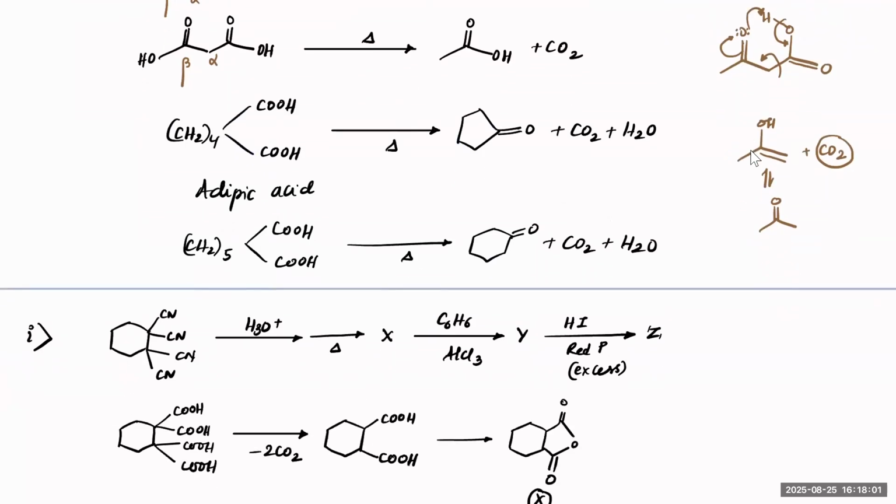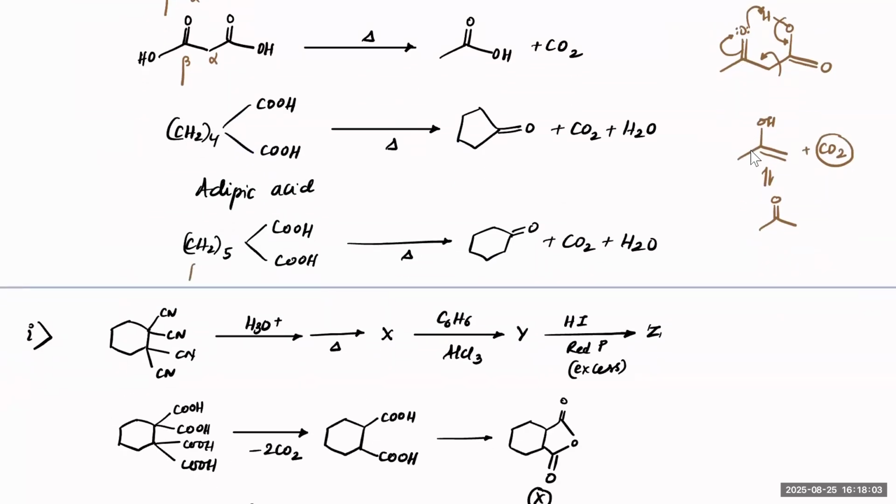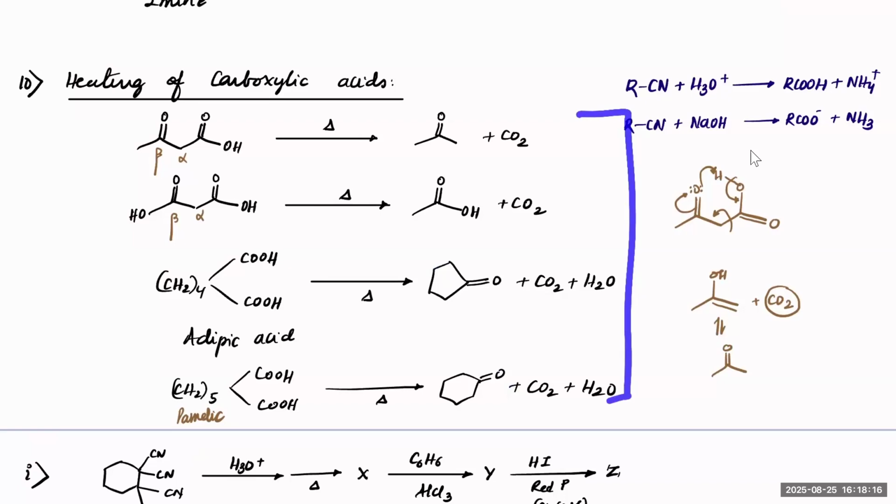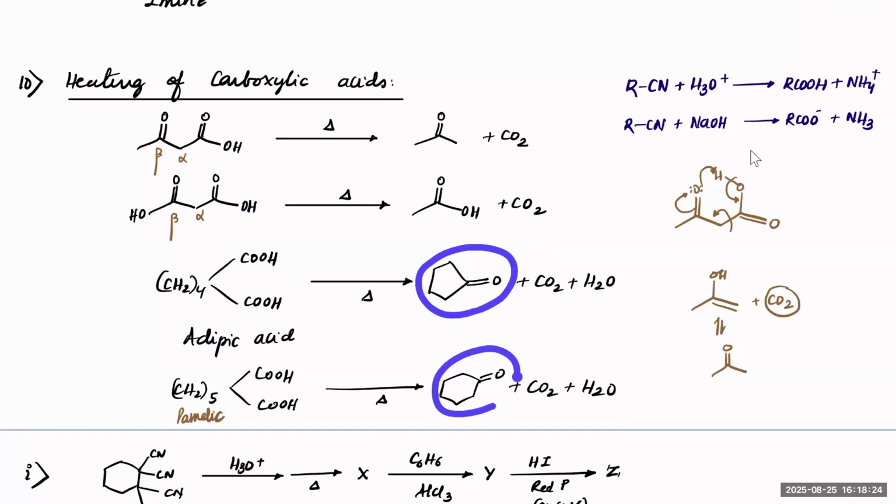Okay. So this is pimelic acid. Whether you take adipic or pimelic acid, both of them will give you cyclic ketones. So these are the heating effects of carboxylic acid. These three you will again learn back in carboxylic acids, but you can see this as a preparation of cyclic ketones, right? Got it?